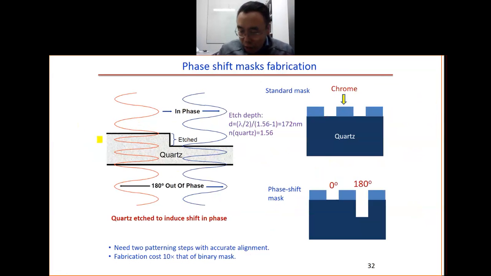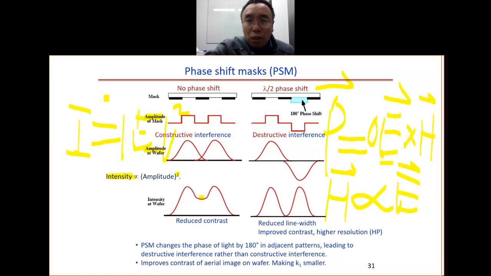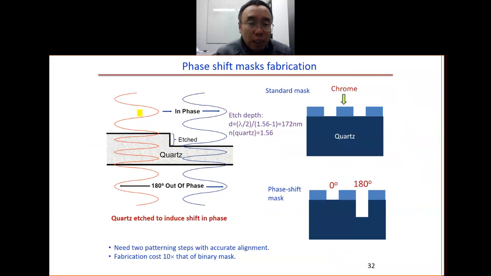So now let's look at how to induce this 180-degree phase shift. This can be done by etching into the glass, as you can see here. Here this is the light from the air, then into the glass, then come out. This one also from air, then into the glass, then come out. On this side the two lights are in phase. After passing the glass, they are 180 degrees out of phase. This is because of the etching. This part is etched.